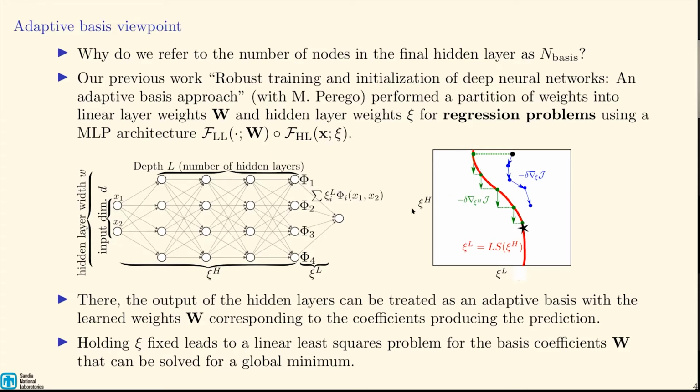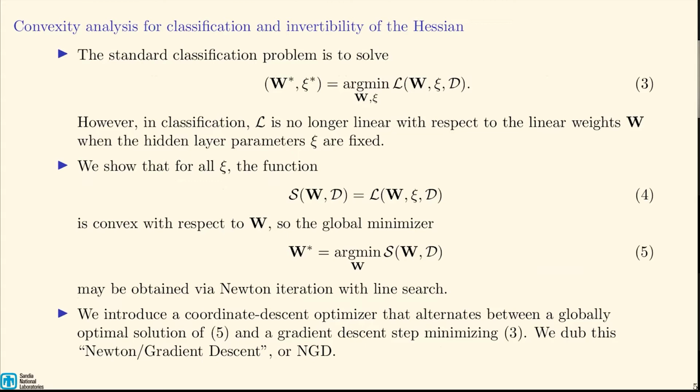And what we're trying to do here is apply a similar method for classification. Now, the issue with classification is that the output of your network is no longer linear in the linear layer weights because you have that softmax, and the final part of the loss, the cross entropy, isn't the least squares thing. So you can't get the globally optimal linear weights in your network in one shot, but you can show that your loss function, if you freeze the hidden layer weights, is still convex with respect to W. So there's a global minimizer, and you can expect to find it using a Newton search.